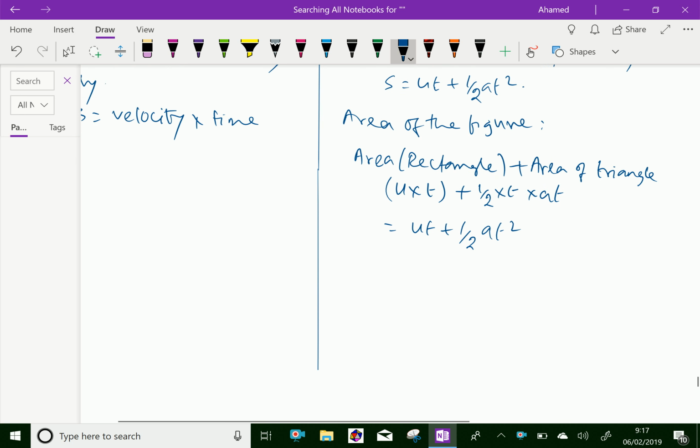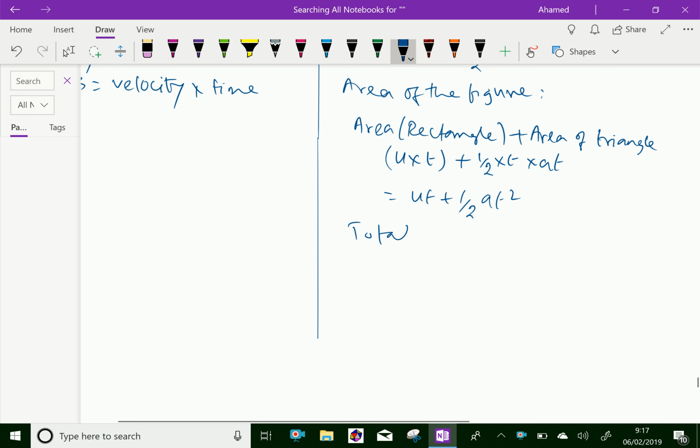Therefore the total area, which means the distance traveled with combined constant velocity and variable velocity, total is s equal to ut plus half at square. Thus we see that the area of the figure OABC represents the distance traveled by the body to some scale.